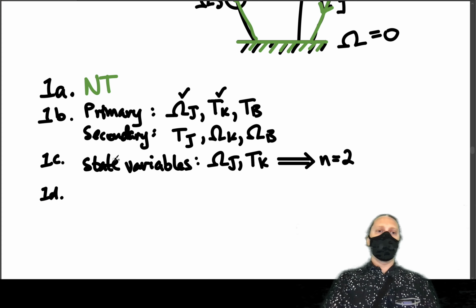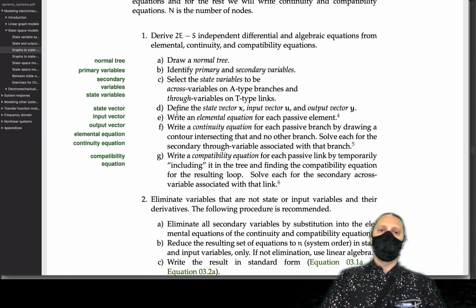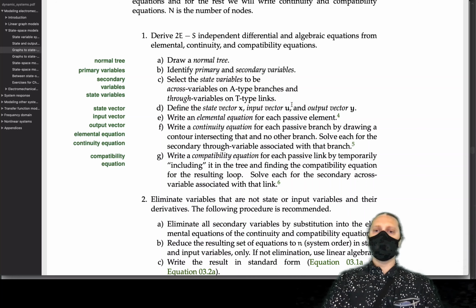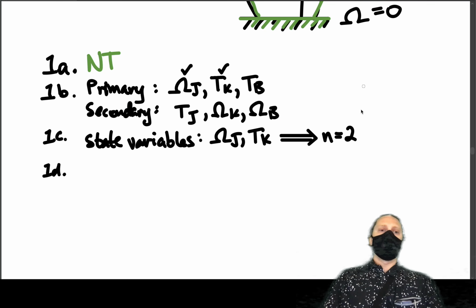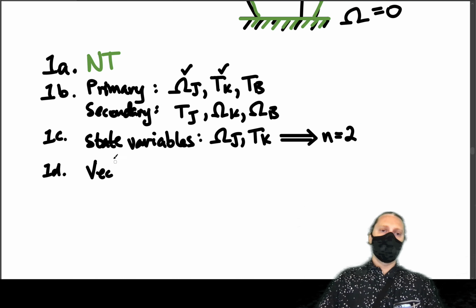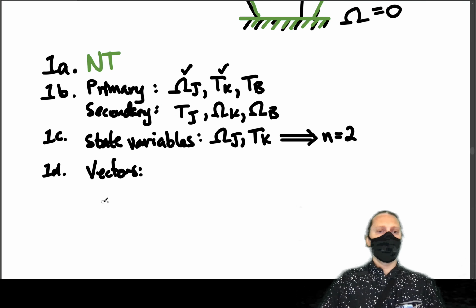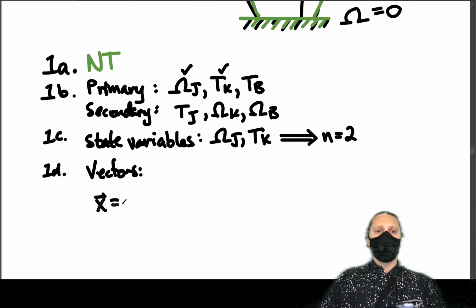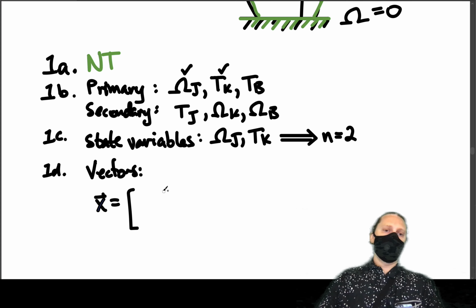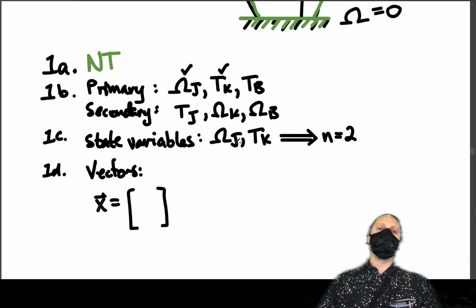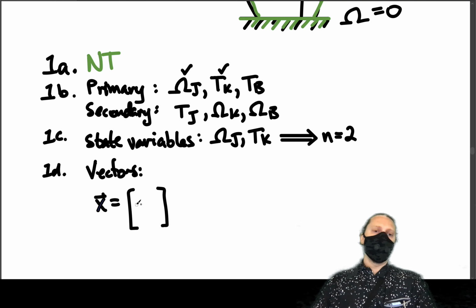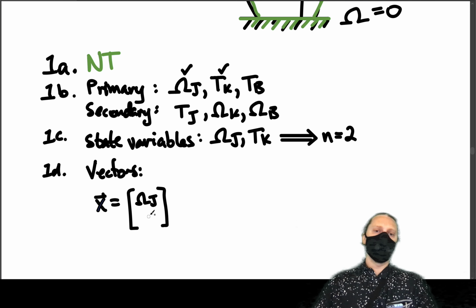Now we've got D: define the state vector x, input vector u, and output vector y. The state vector is x. It's going to be a column vector that contains the state variables in any order you choose, but once you choose it, you have to stick to it. Omega J, Tk, let's say, in this case.